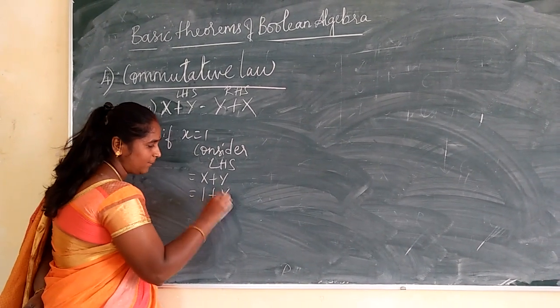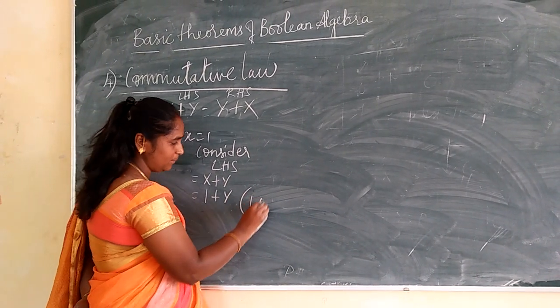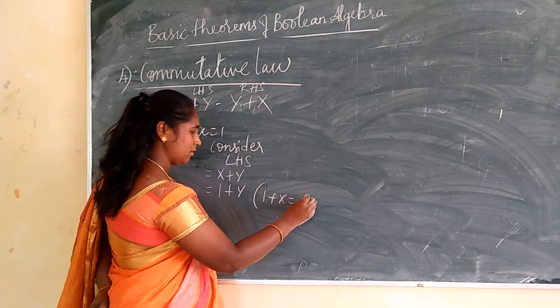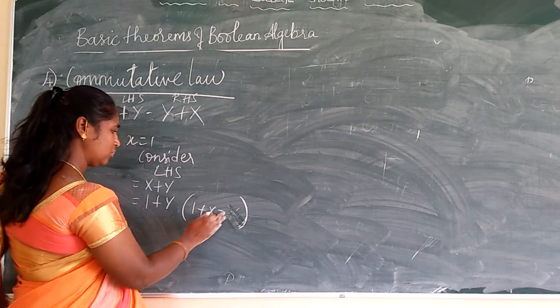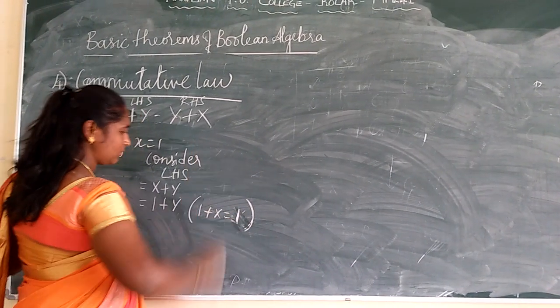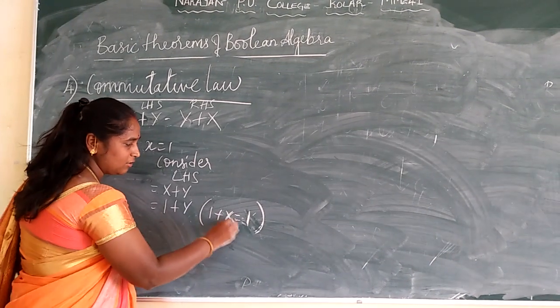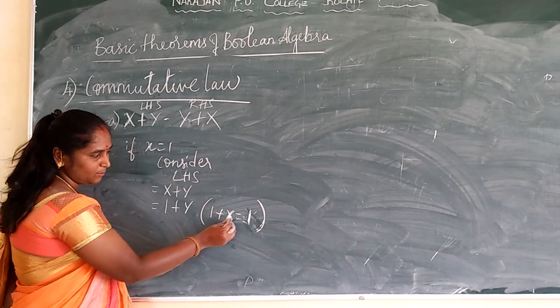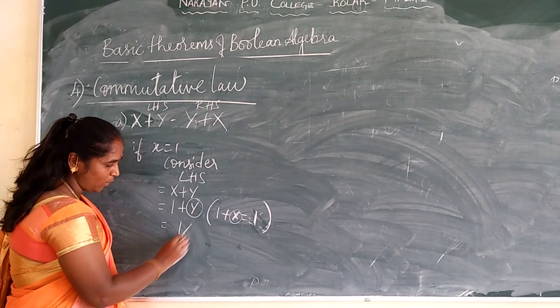1 plus y. So 1 plus y, again go for the properties, that is 1 plus x is equal to 1. Your property: 1 plus x is equal to 1. Here 1 plus y, in place of x it is y. So 1 plus y is nothing but again 1.